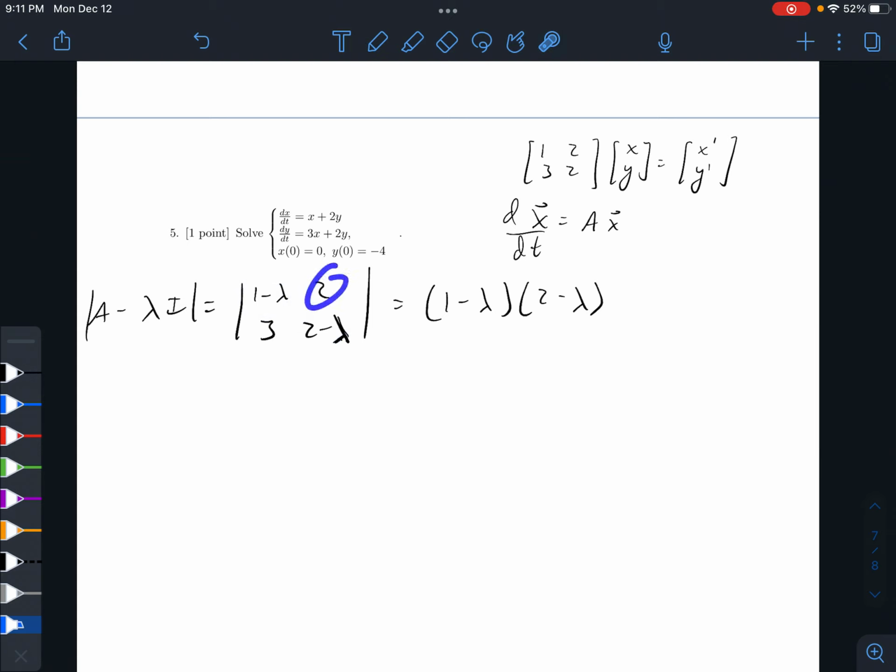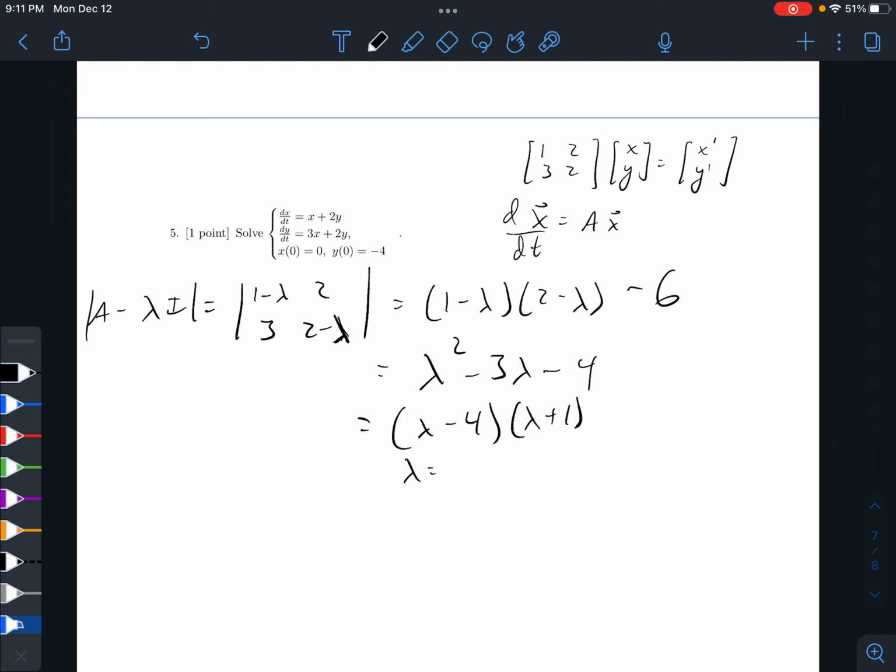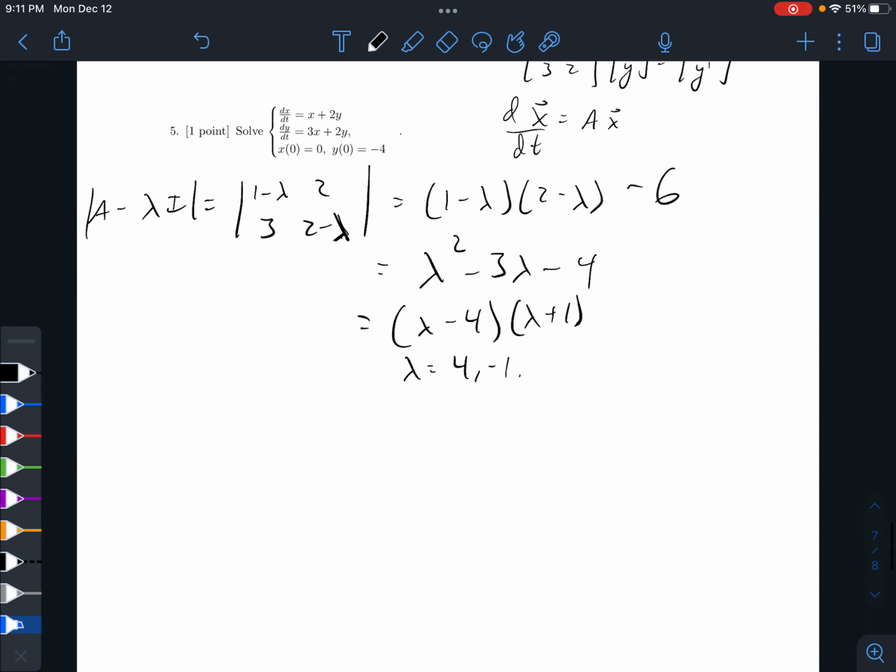Multiply diagonals, and then minus this times this, so minus 6. We get lambda squared minus 3 lambda plus 2, and then plus 2 minus 6 is minus 4. Let's double check that. Lambda squared minus 2 minus 1 minus 3 lambda plus 2 minus 6 minus 1. Okay, cool. This factors as lambda minus 4 times lambda plus 1. So our eigenvalues are 4 and negative 1.